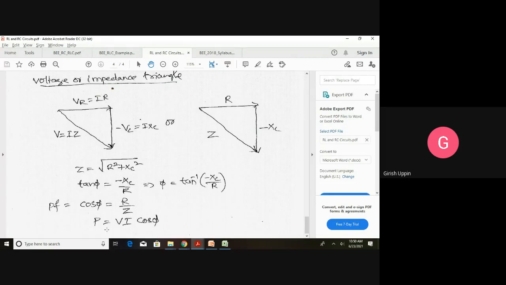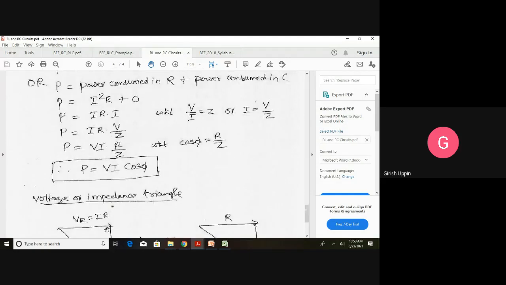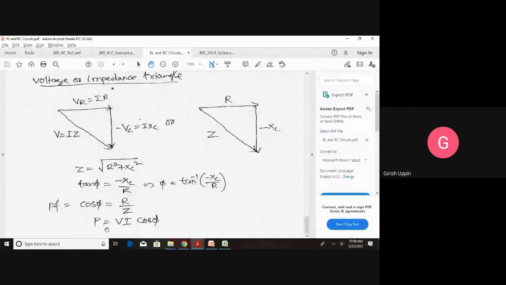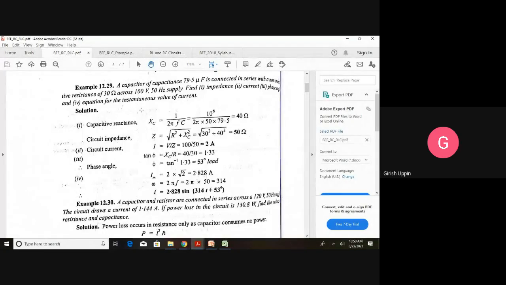Now we will solve some problems based on the series combination of the RC circuit. These are the problems from Theraja's book. You can refer to any other book. Theraja gives a good variety of examples which will cover most of the scenarios. That will be helpful for your examinations.